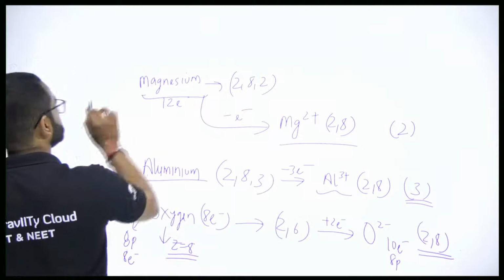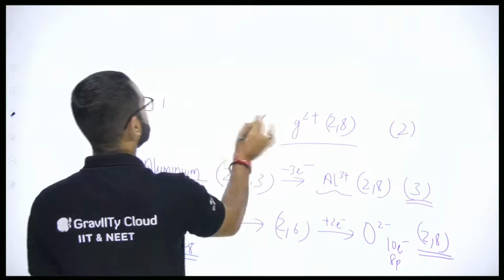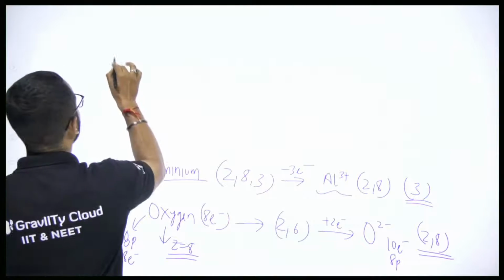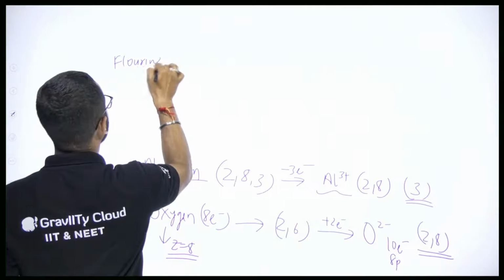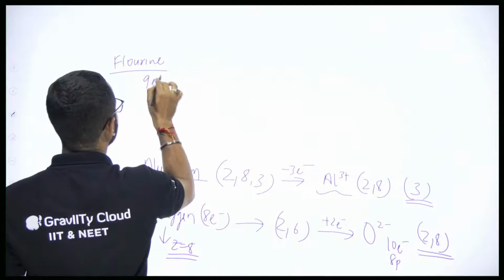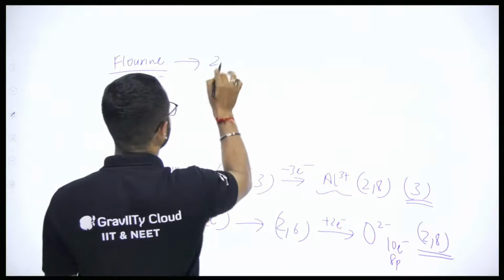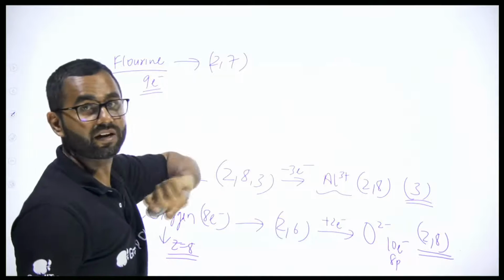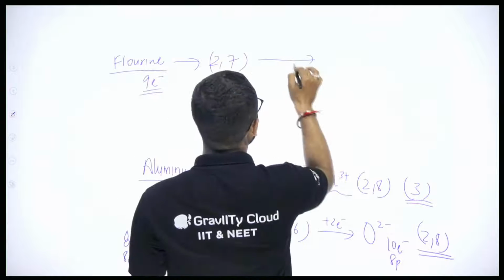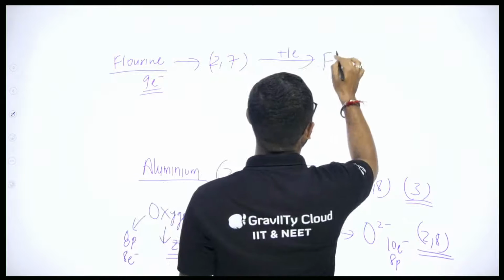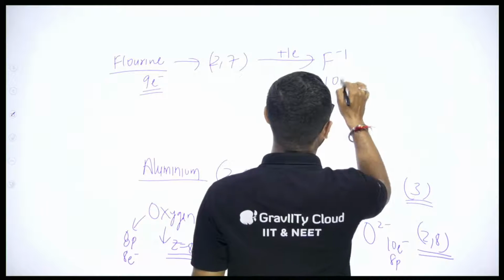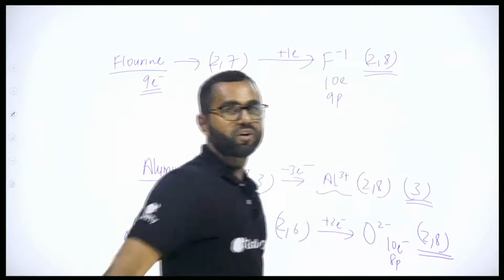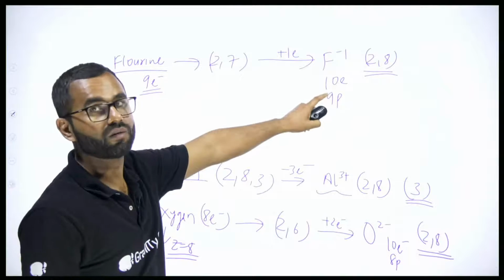Similarly, talk about fluorine. Now fluorine has 9 electrons. So 9 electrons means 2,7. So it's easy for fluorine to gain 1 electron. Right? So it will be plus 1 electron. It will form F-. And it has 10 electrons, 9 protons. 10 electrons means 2,8. So you see, fluorine also became like neon by gaining 1 electron.